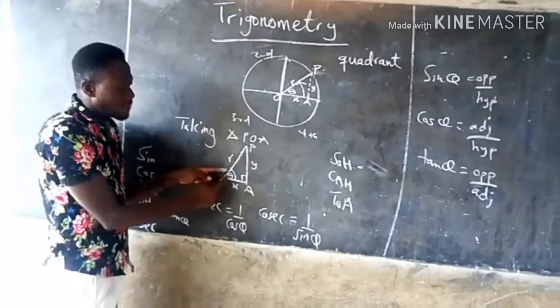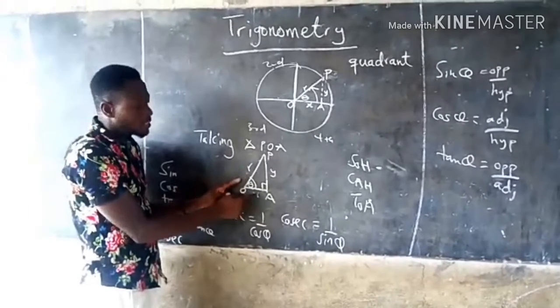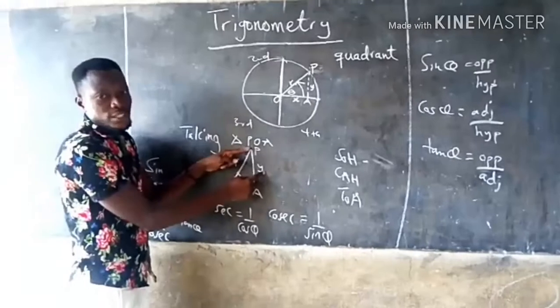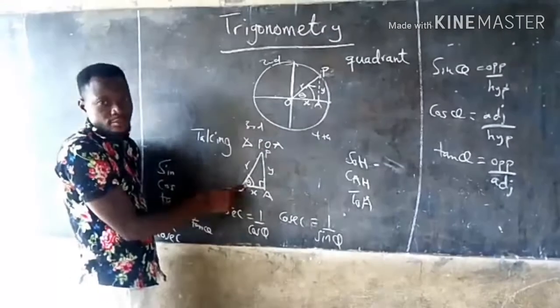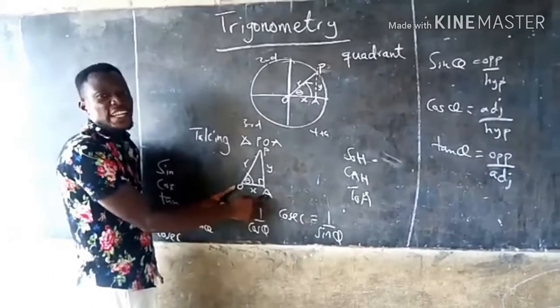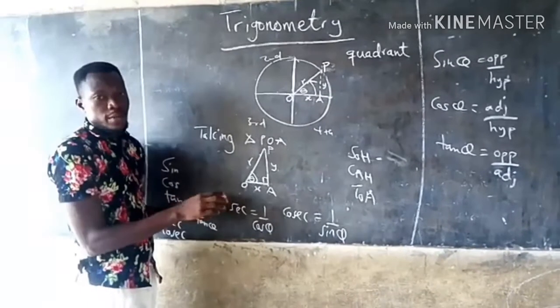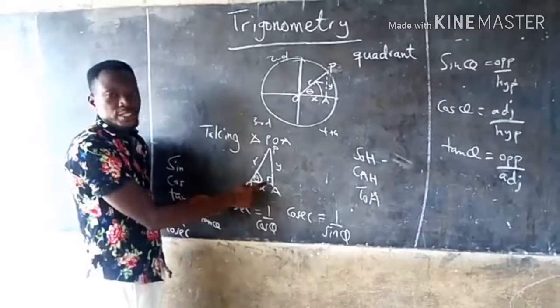Wherever this theta faces, that side becomes your opposite. So from this diagram, line PA, which is Y, will serve as the opposite, looking at the position of the angle theta. Then the remaining side, which is OA, will serve as the adjacent, and that is X.